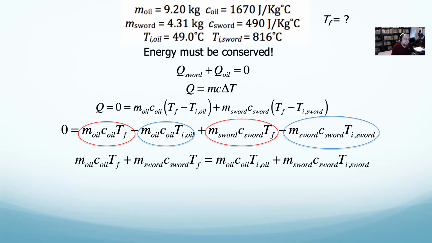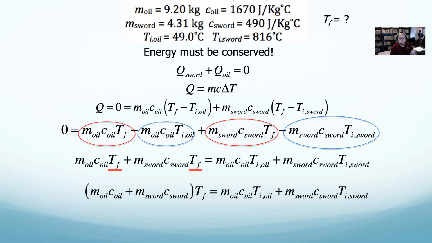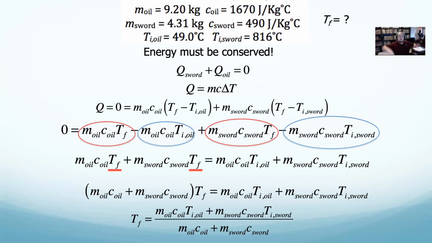Now, if I look at the left side of the equation, these both have a T final in them. So I can factor that back out. And I can say T final times (m_oil c_oil plus m_sword c_sword), and if I divide both sides by what's in parentheses, there you go.